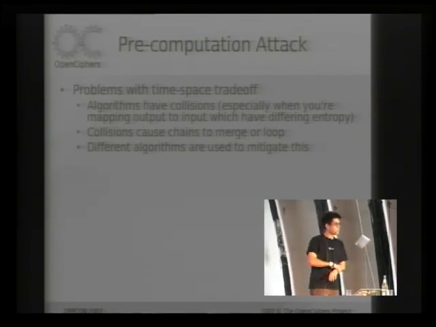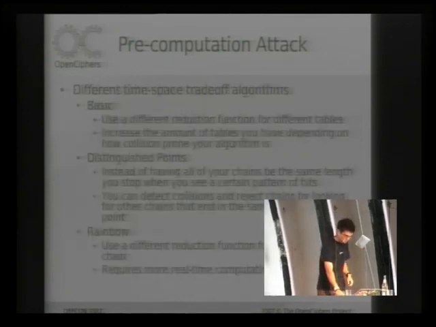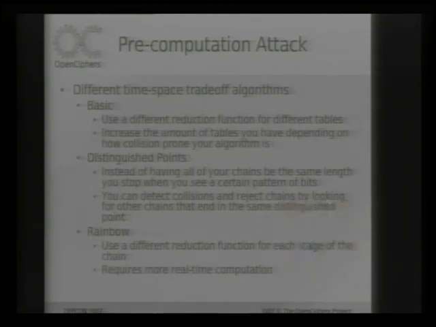So a lot of people have worked on ways to try and reduce these collisions, because whenever you have collisions, you end up with huge overlapping chains inside your tables. And then there's also the possibility of loops, where you have your chain go on endlessly forever. So one thing that was proposed to mitigate these collisions is distinguished points, where you calculate your chain until you see an output that matches some sort of characteristic, like the last 10 bits are 0, or something simple like that.